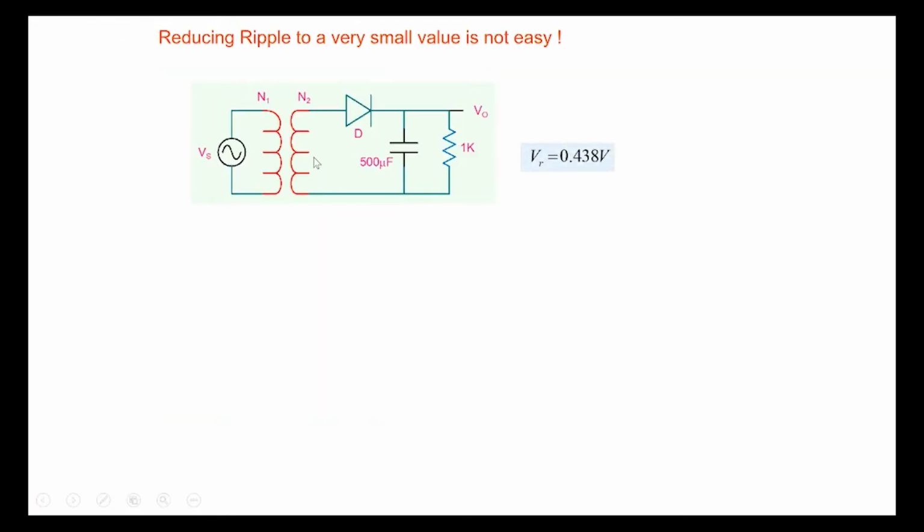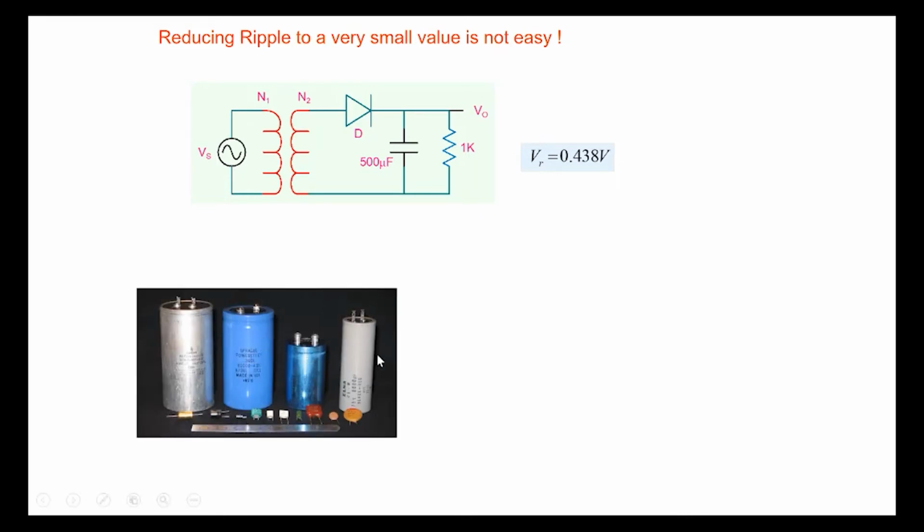We had seen earlier that in general we want a very small ripple, we want a perfect DC, and to reduce ripple to a small value we have to use a high value of capacitor, and that large value of capacitor causes a problem. This shows you capacitors of increasing value. Small values of capacitors are small in physical size, and as the value of the capacitor increases, the size of the capacitor also increases, and that makes the whole circuit bigger and bulky, which is not desirable.